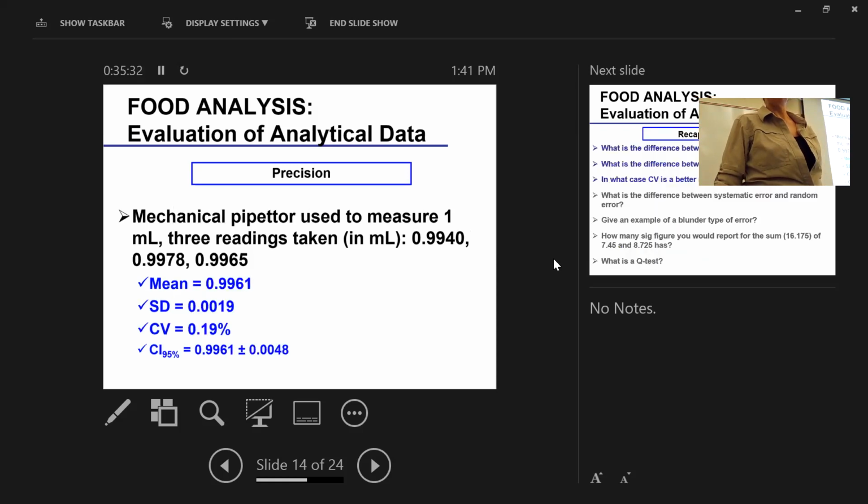Okay. Confidence interval, basically, you just apply the equation and you can report it as plus or minus your standard error, which is t times standard deviation over the square root of n. Or you can subtract 0.0048 from this average and add 0.0048 to this average and report it as a range. This number and that number. So you can report it as a range, or you can report it as the average plus or minus your standard error.